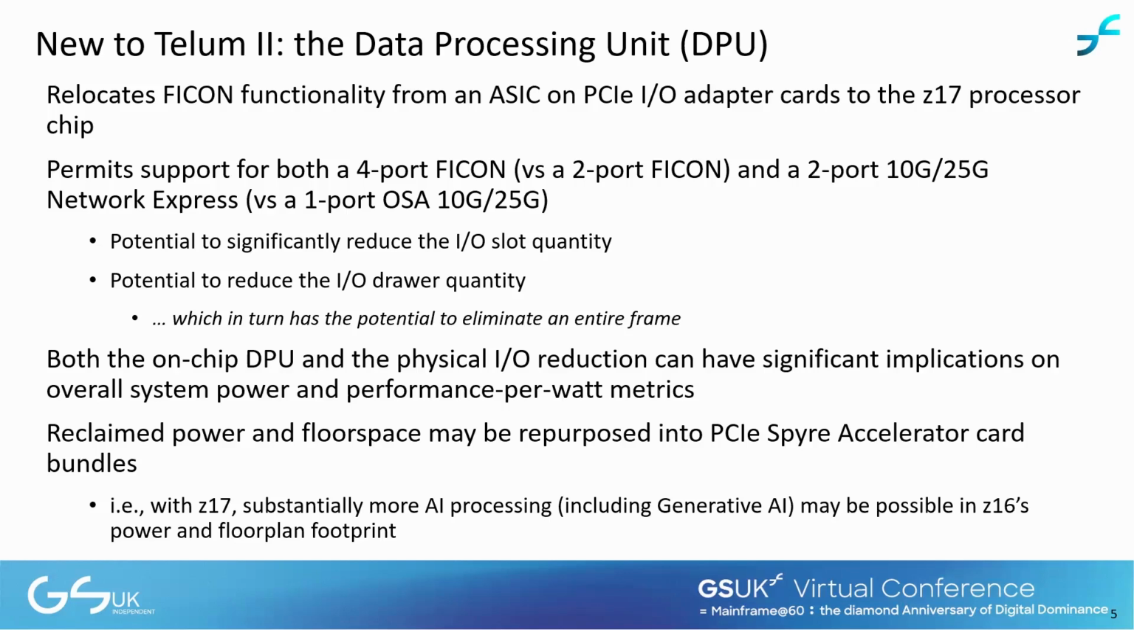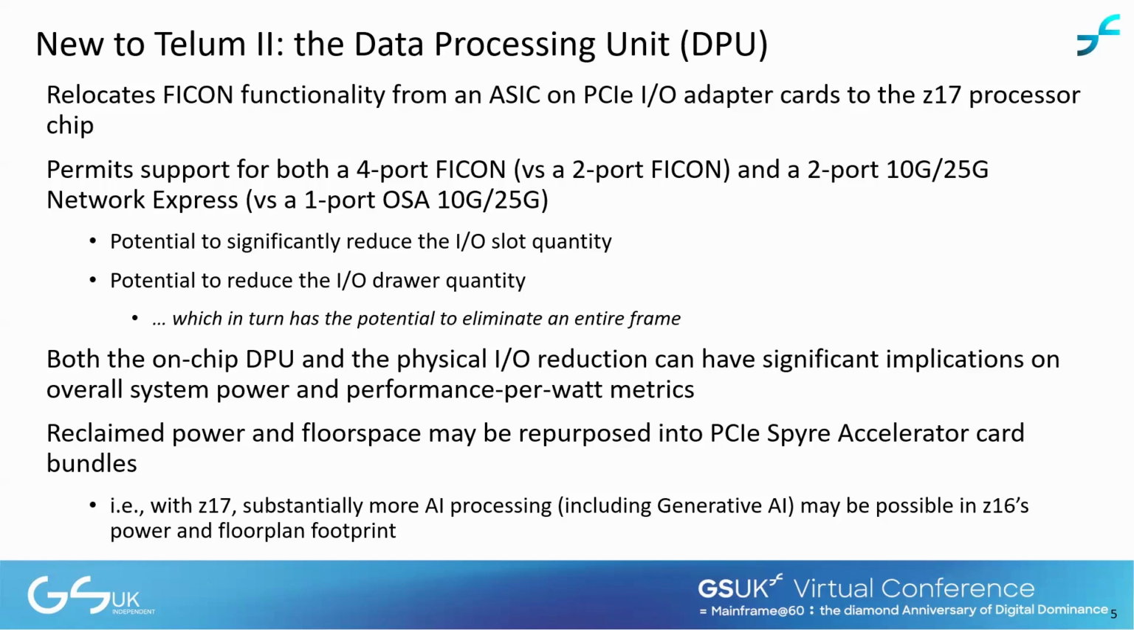So now we don't have to design, or rather, fabricate 2 chips. We can just fabricate 1 chip, and that's got everything on it. Now, why might we want to do this? Well, what this facilitates is, today we have these 2-port FICONs and these single-port OSAs. And by putting these custom ASICs on the processor chip, it allows us to basically double that, where we can now support 4-port FICONs and 2-port Network Express.